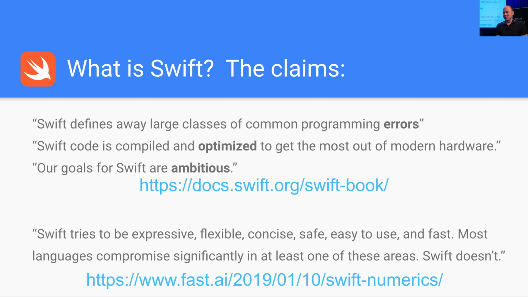So let's talk about what Swift is, and then we'll go very high level, and then we'll get down into the bits. Swift is a lot of different things. It's a programming language. If you ask the marketing people what it is, they say things like, Swift defines away large classes of errors in programs. It talks about how fast it is, and it's optimized to get the most out of modern hardware.